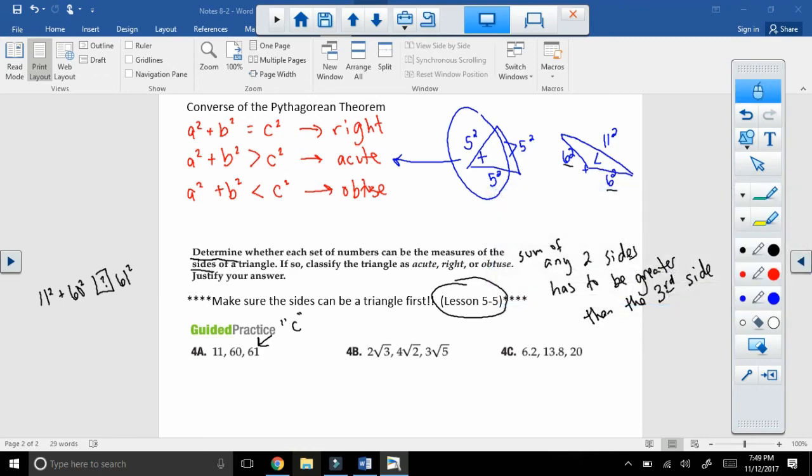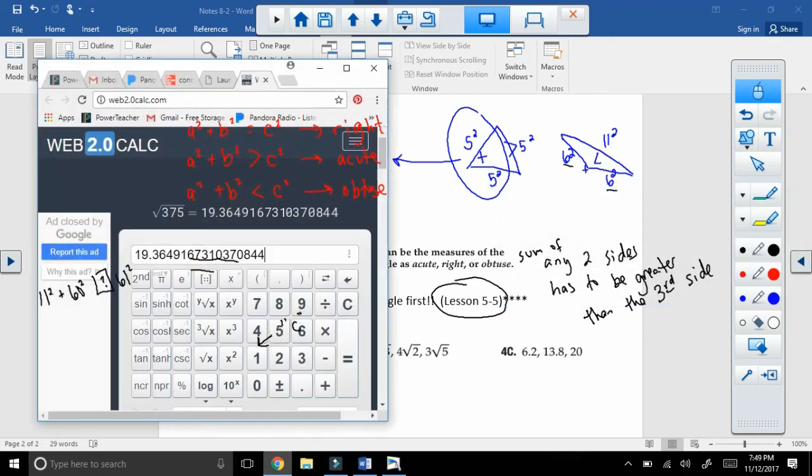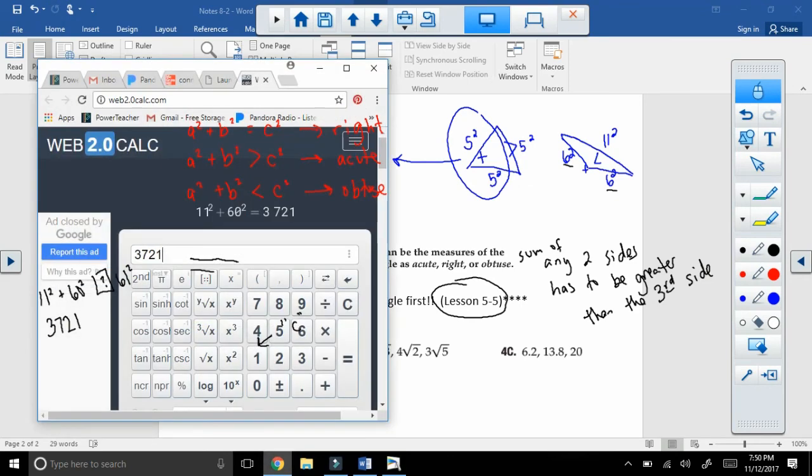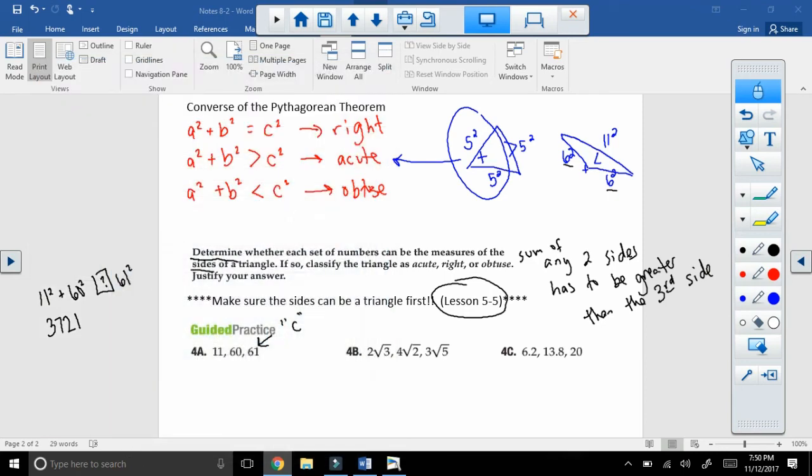So it's calculator time. I'm going to go ahead and grab that. I hope you guys can see this okay. So 11 squared plus 60 squared, and that is 3,721. And then grabbing the calculator again, when I type in 61 squared, that is also 3,721. So because those are equal, I know that this is a right triangle.